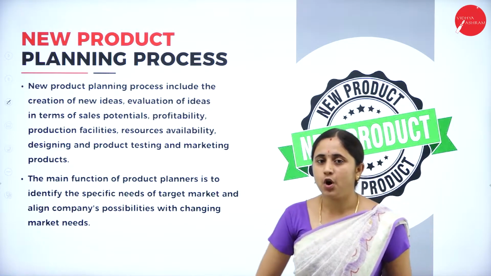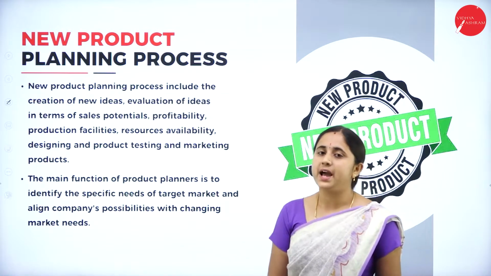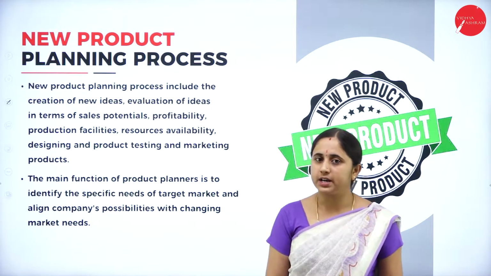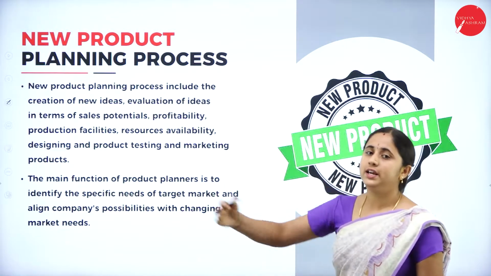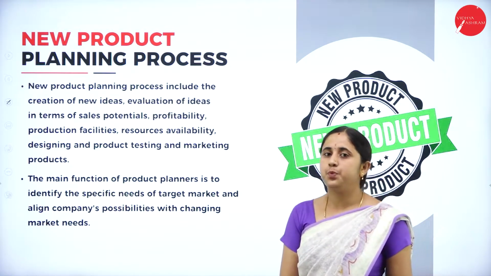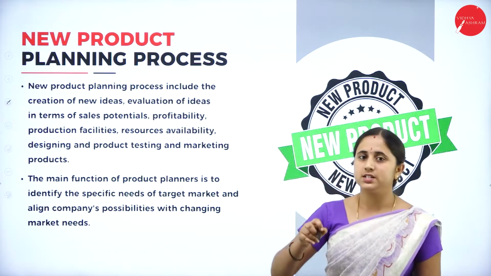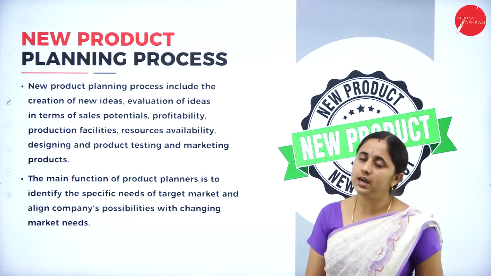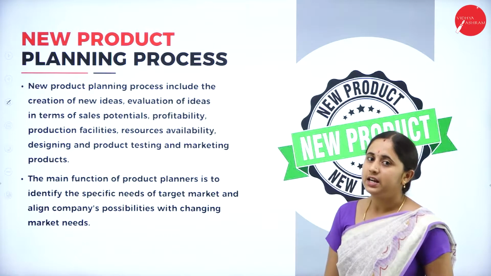The main function of the new product planner, that means the main objective of the product planner, is to identify the specific need for the target market. First, you need to identify the need of the market. Accordingly, you are going to make changes. Then you are going to align the company's possibility with the market change. You are going to concentrate on the company's possibility or available resources to match with the market changes, so that new product planning process can take place.